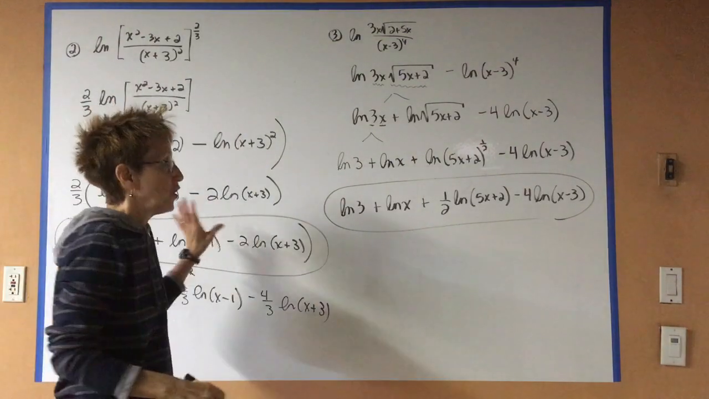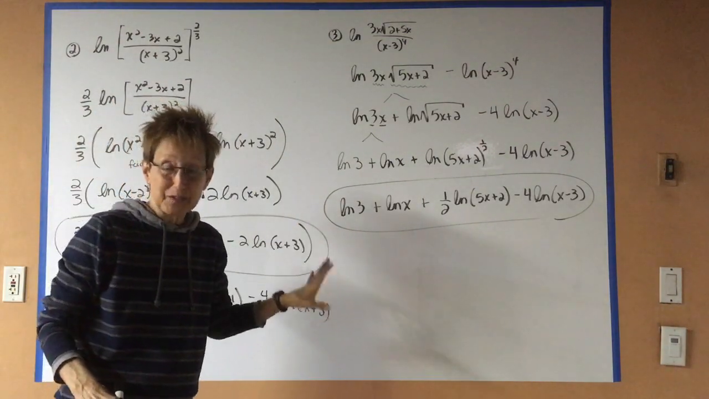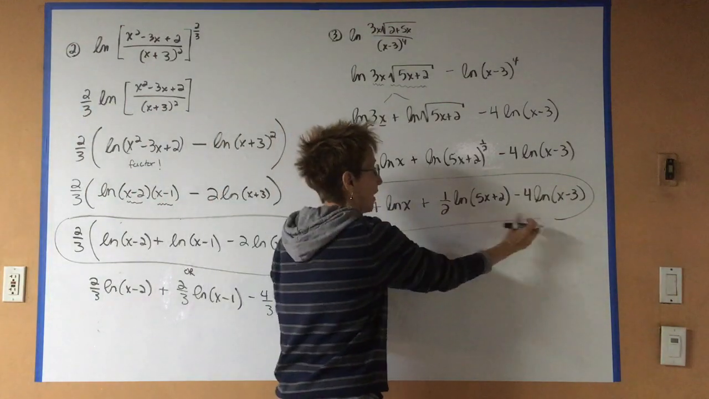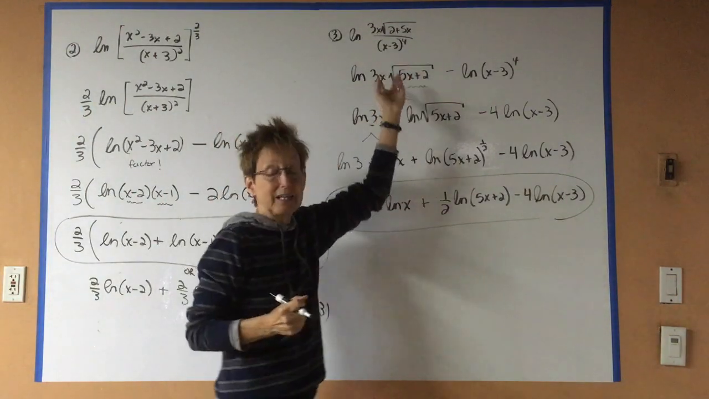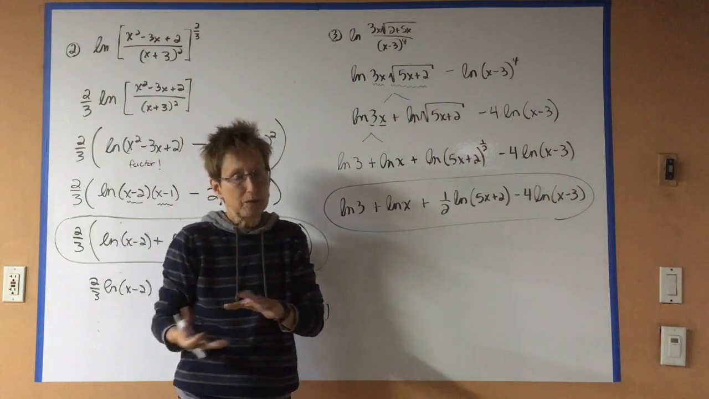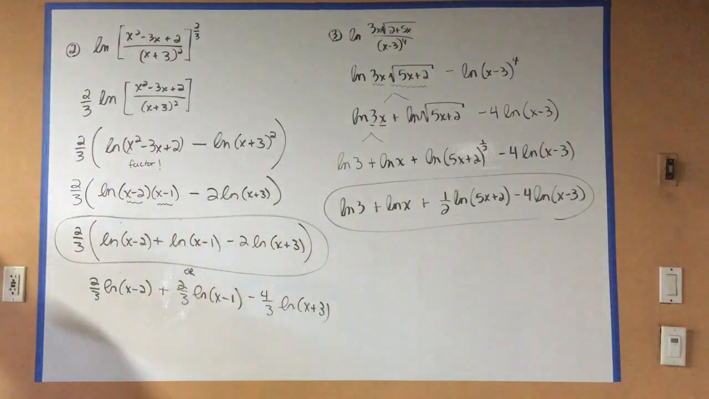Again, this is not usually the direction we go. Normally the direction we like to go is, if we have a bunch of separate logs, condense it back into a single log because it will help us to be able to solve an equation, which is what we're trying to get to eventually. So that's what these next 3 examples are about.